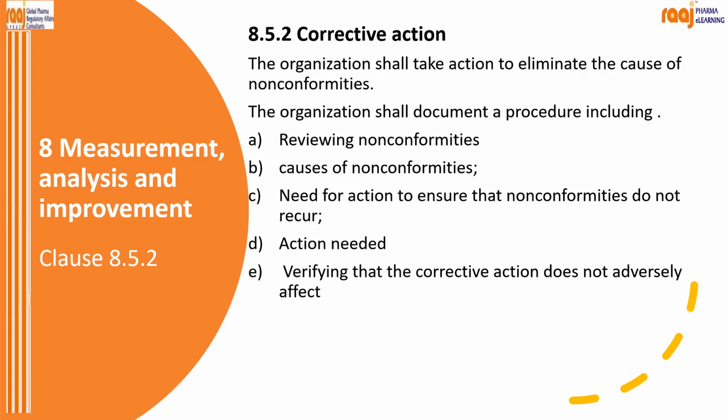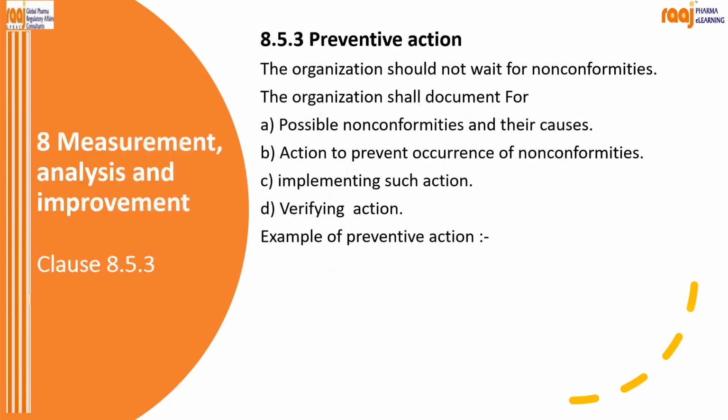the quality of the product, correct? And the already generated quality management system. It should not be affected by that corrective action. Right, then do your preventive action. You can read: the organization should not wait for non-conformities. The organization shall document possible non-conformities and their causes, action to prevent occurrence of non-conformities, implementing such action, and verifying the action.